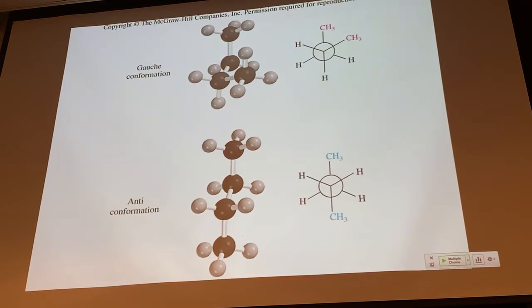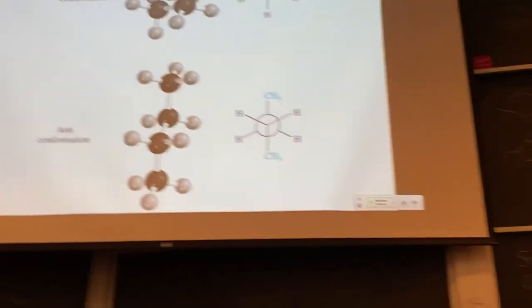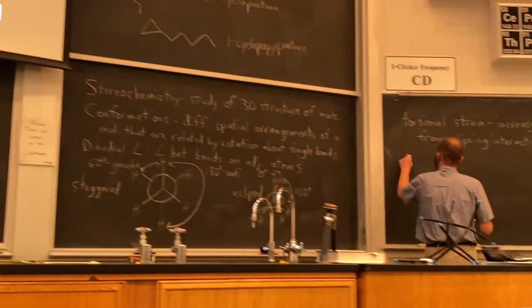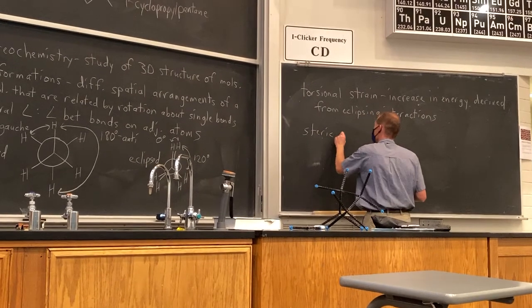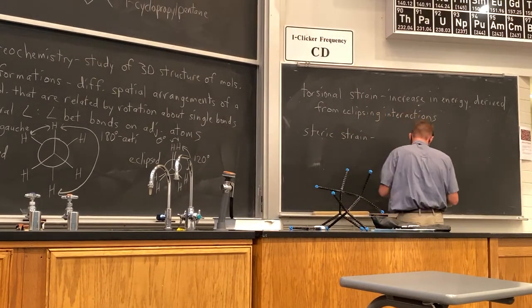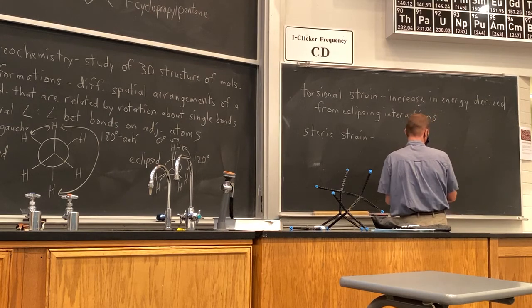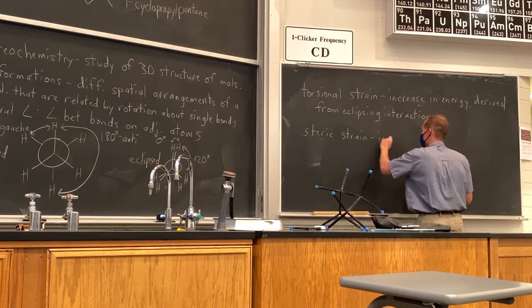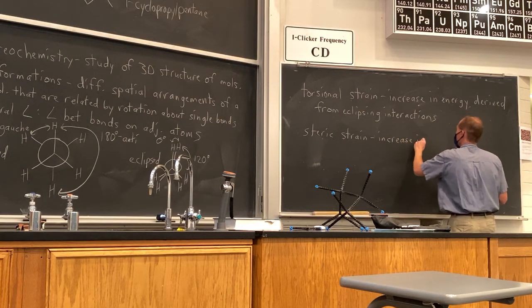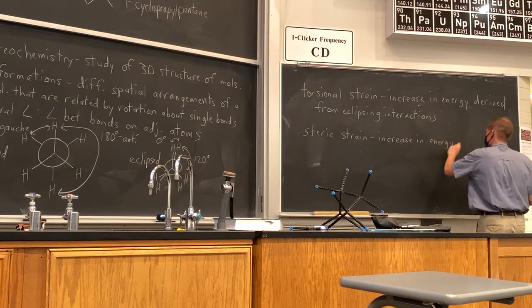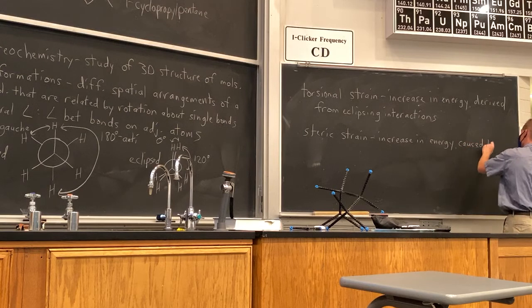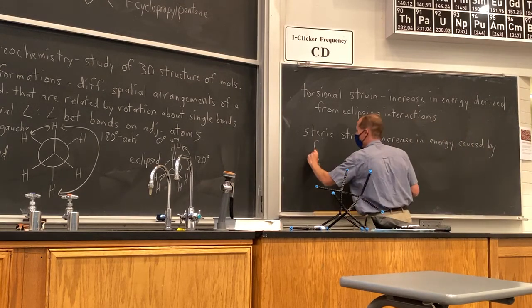In gauche, what you find is these 2 methyl groups are close together, and as you're rotating them, you can see these 2 hydrogens are going to get too close for comfort. And that's going to increase the energy of the gauche conformation. Okay? So that introduces a second type of strain called steric strain. Steric strain is an increase in energy that is caused by forcing atoms too close together.